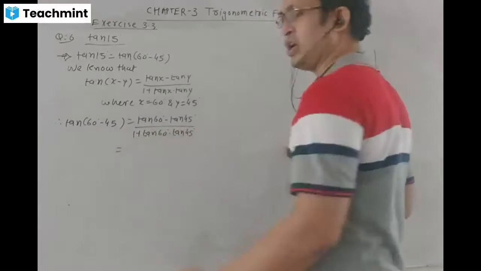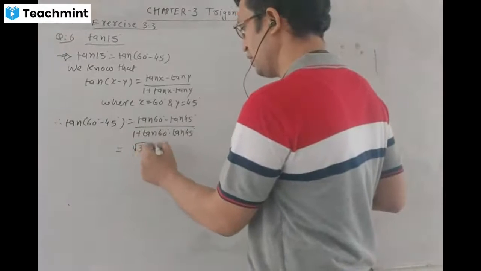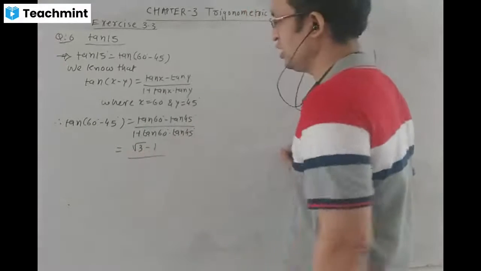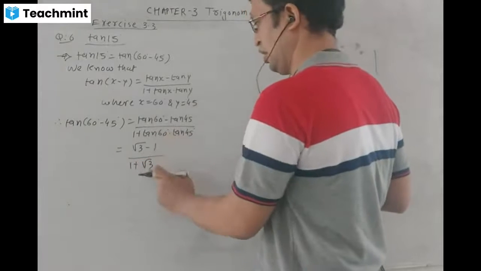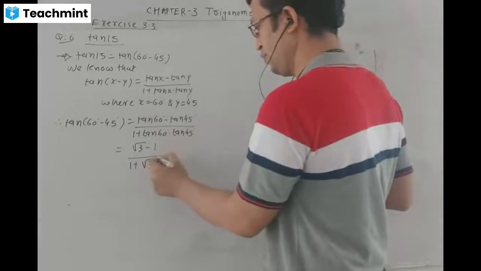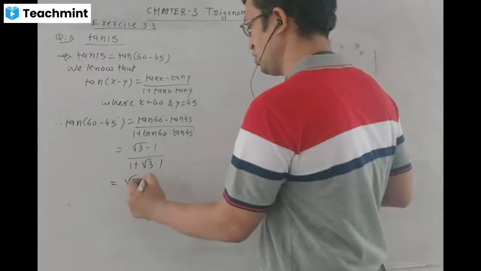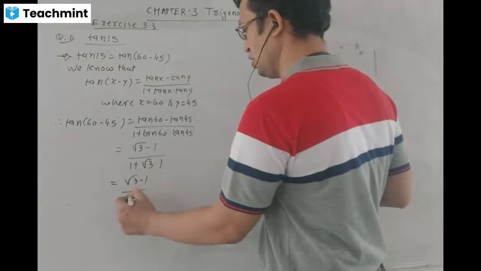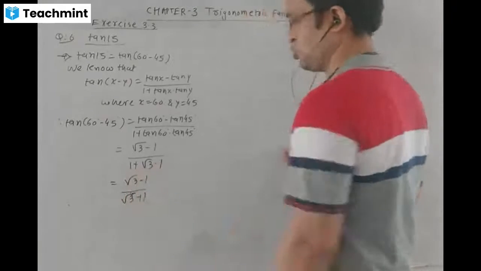What is the value of tan 60? Tan 60 is root 3, minus tan 45 which is 1. 1 plus root 3, tan 60 is root 3 into tan 45 which is 1. Then the final simplification is root 3 minus 1 upon root 3 plus 1. 1 plus root 3 means root 3 plus 1.